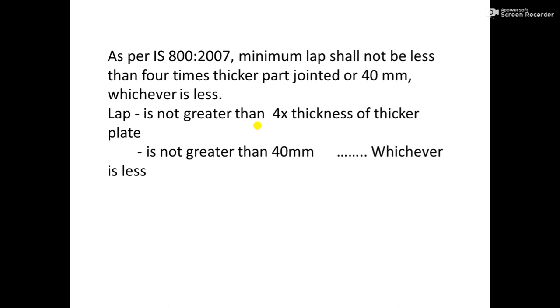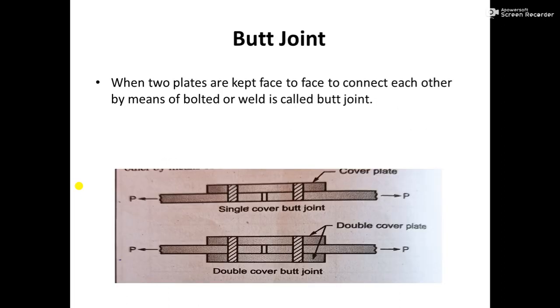Then the second one is that the lap is not greater than 4 times the thickness of the thicker plate. There are two plates; take the thicker plate and multiply by 4, then the lap should not be greater than this product. This is very important. And it is not greater than 40 mm, whichever is less. Then now we are going to start with butt joint.